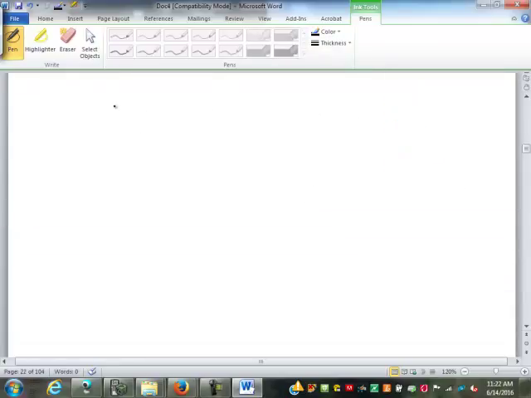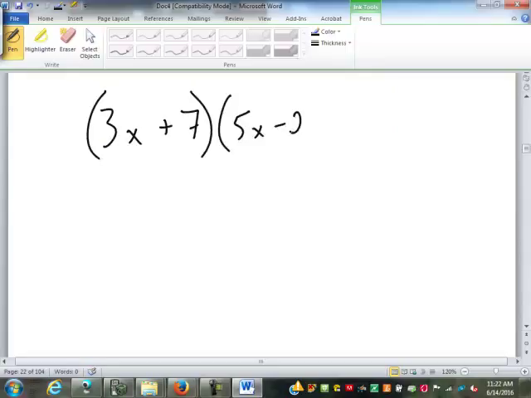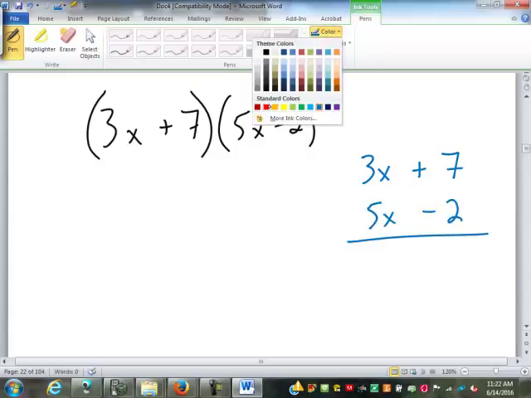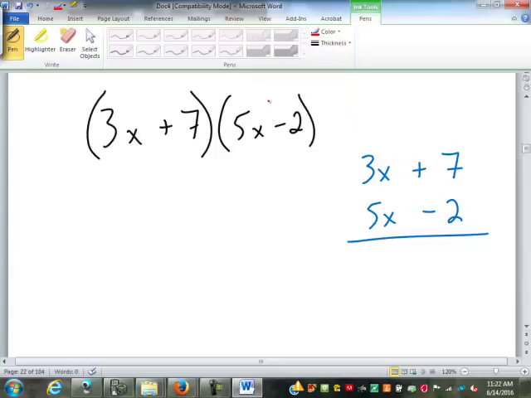So let's say we have 3x plus 7 times 5x minus 2. We can write it out. 3x plus 7, 5x minus 2. We have to remember to treat this as a negative 2. So this is a negative 2 times 7 is negative 14.